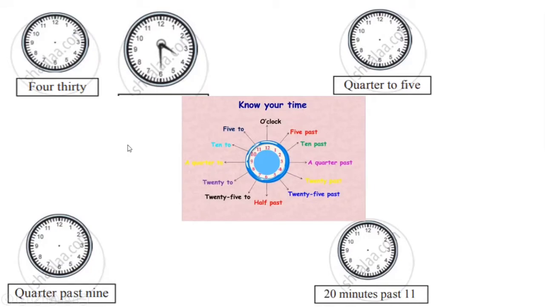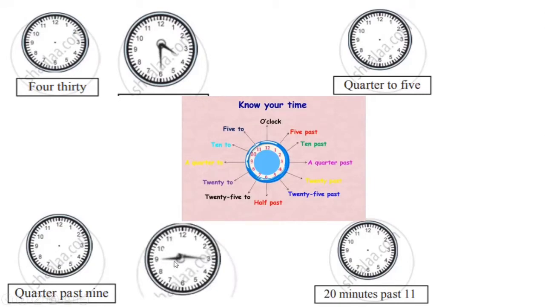Moving to the next example that was given to you all. It says quarter past 9. Now quarter past is what? That is 3. So our minute hand should be on 3. And 9 is given. So 9 is here. So our hour hand is on 9. So your answers will be like this. Minute hand on 3 and hour hand on 9.